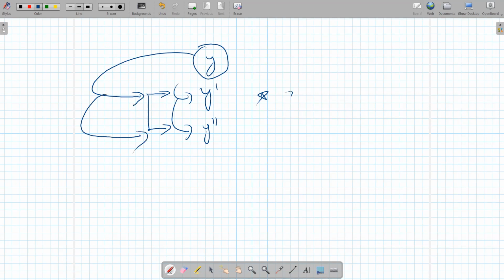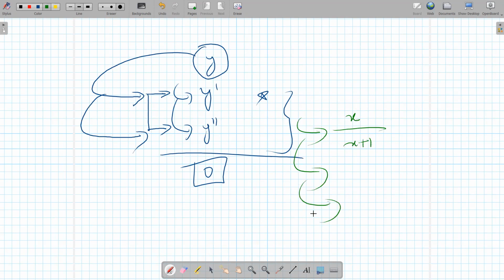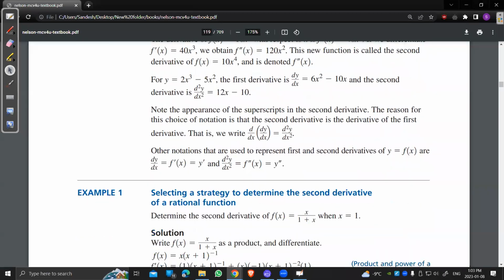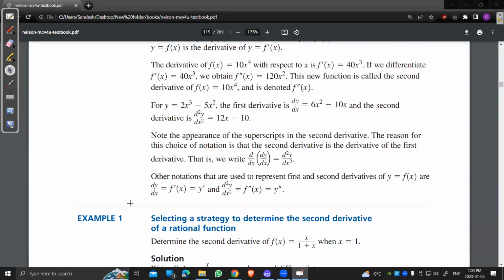Usually this is as far as you want to go, double derivative, because after this, usually most functions become a zero. Not everything, but polynomials will definitely become a zero. If it's a rational function like this, you can go infinitely. Let's look at a quick example of a second order derivative.